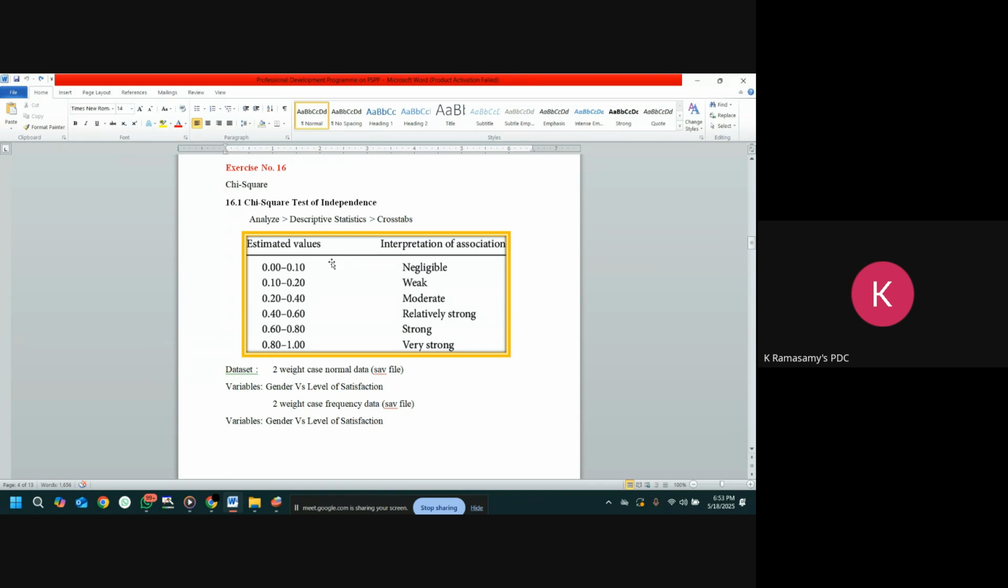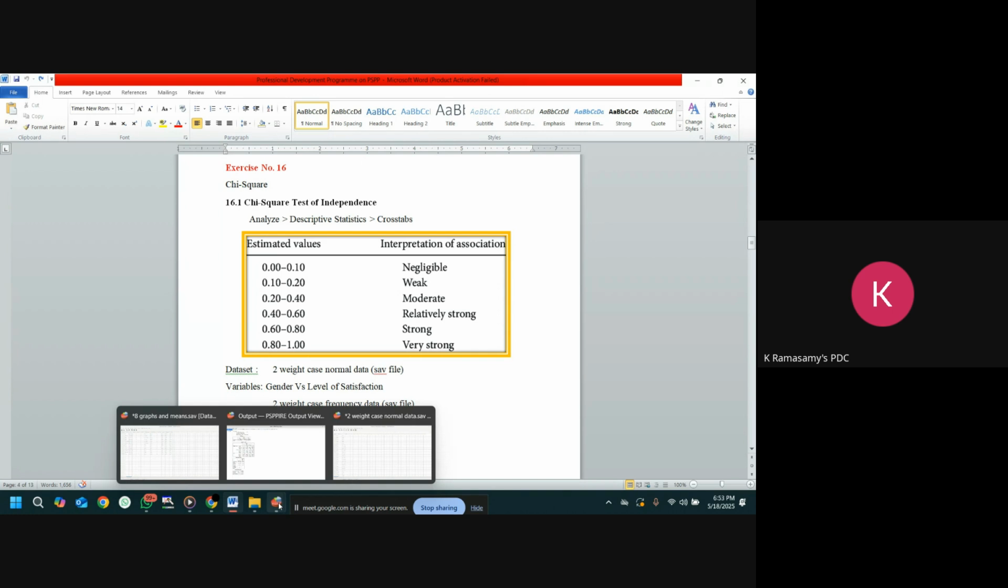We have found that the association is strong enough. We have found that the answer is less than 0.05, so there is an association. But how strong the association is, you have to refer to the phi value. If it is a 2 by 2 table, you have to refer to Cramer's V value.